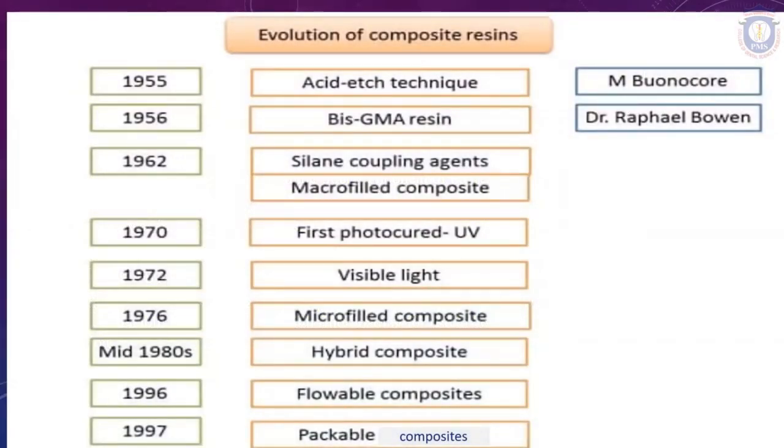In 1955, the acid etch technique was introduced by Michael Buonocore, and in 1956, bis-GMA was introduced by Dr. Raphael Bowen. Further important points in evolution include the mid 1980s, when hybrid composites were introduced, in 1996, flowable composites were introduced, and in 1997, packable composites were introduced.